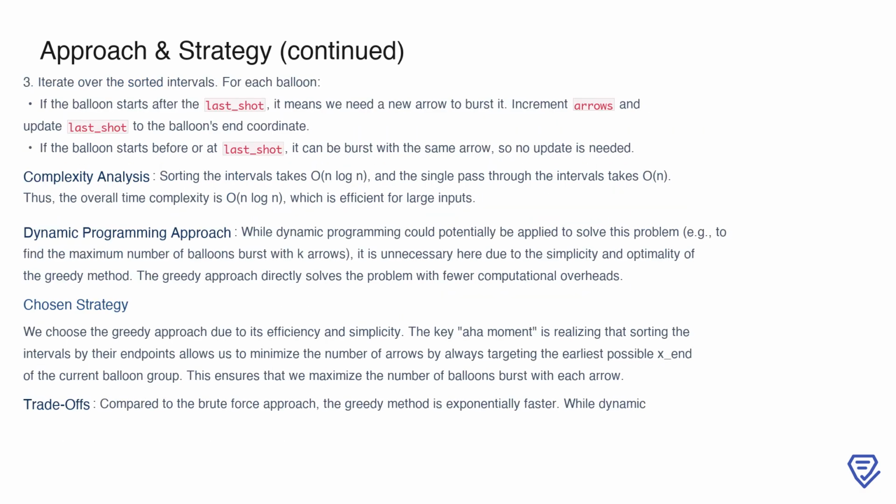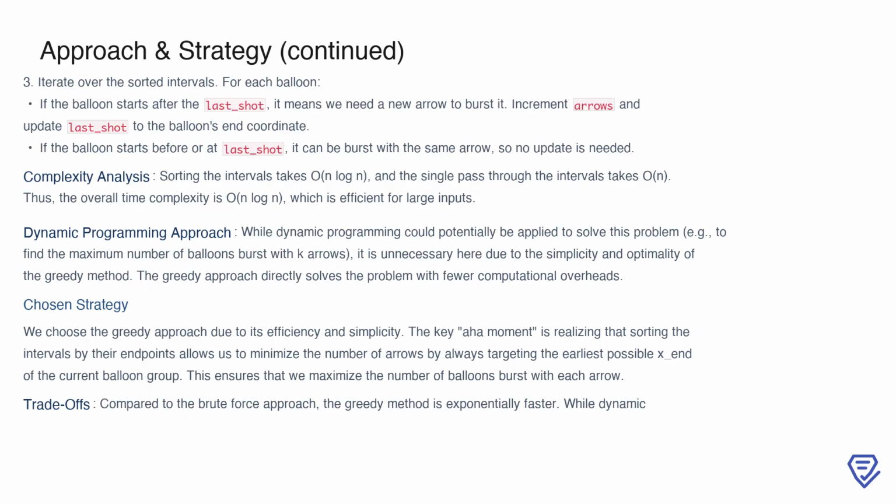Building on this greedy strategy, we begin by sorting the intervals based on their end points. This ensures that we always consider balloons in the order that allows for the earliest possible burst. We then initialize 2 variables, arrows to keep track of the total number of arrows used, and last_shot to record the x-coordinate where the last arrow was fired.